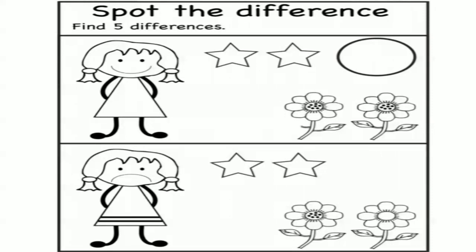Now let's find out the fifth difference. Look at the second flower of the first picture. You will see that there are some spots in the middle of the flower. But when you come to picture B, you can see that there are no spots in the middle of the flower. So this was the fifth difference. So I hope that you all have found out these 5 differences. Congratulations.